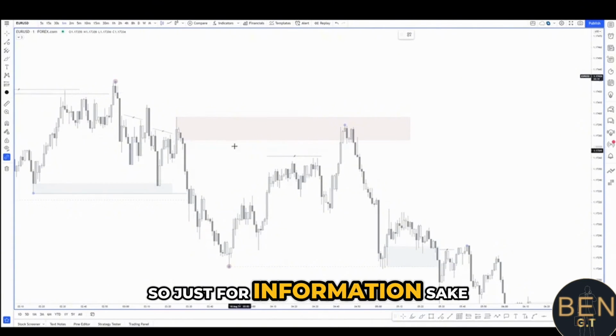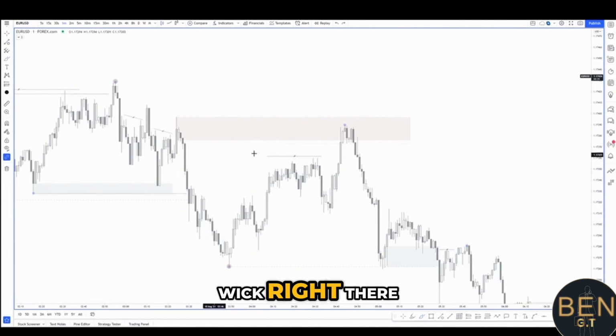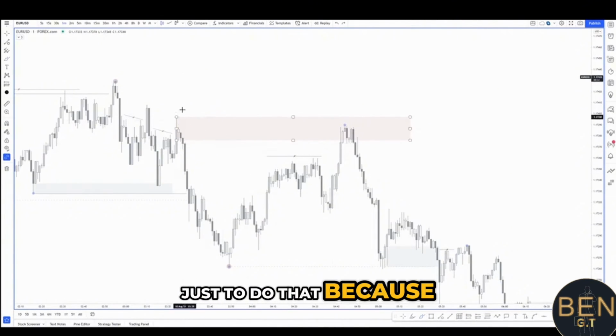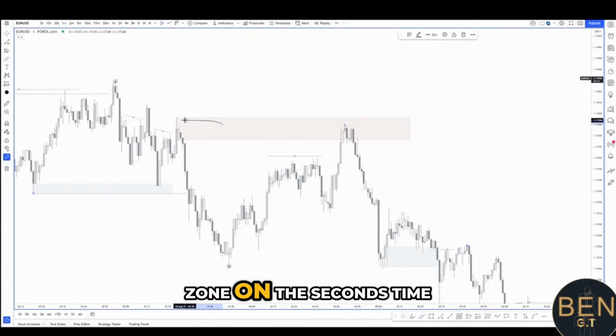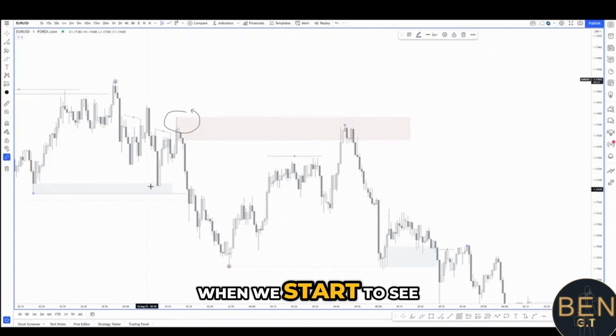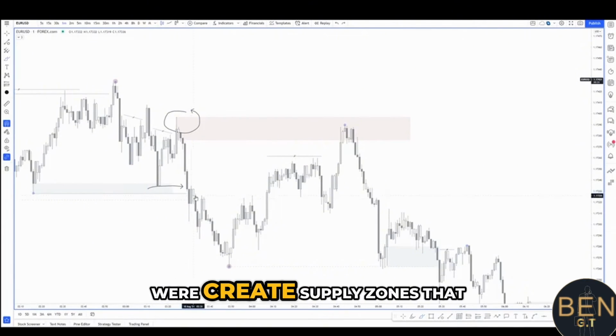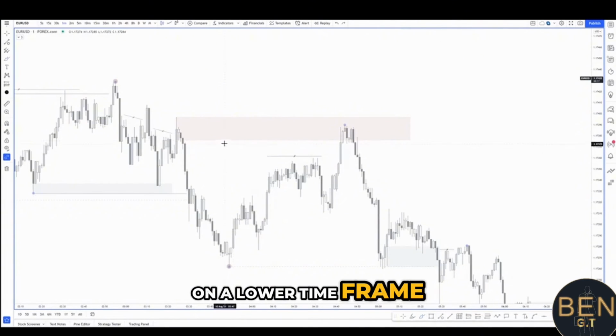So just for information's sake, I'm going to use the inside bar, but also factor in this wick right there just to include that, because what you don't want is price to tap more into this where we have a supply zone on the seconds time frame, because what we know with wicks, when we start to see breaks of structure, things like that, where it creates supply zones, that more than likely this is a supply zone on a lower time frame.